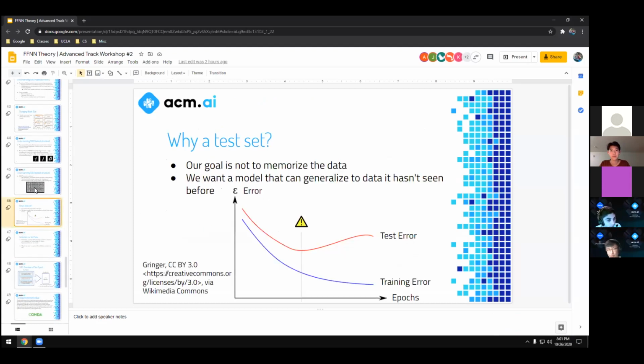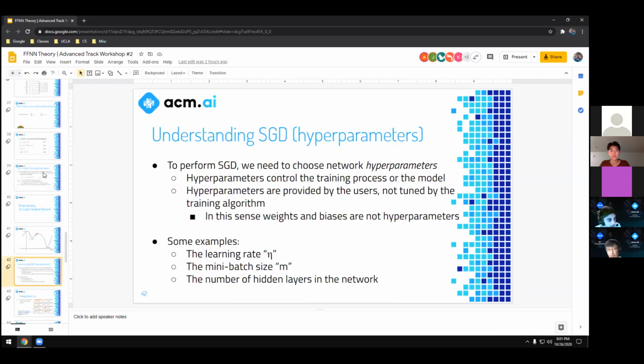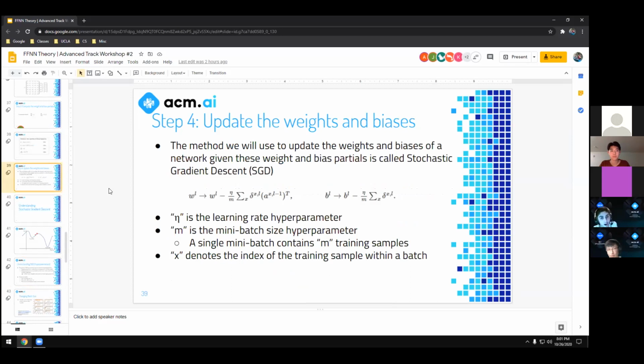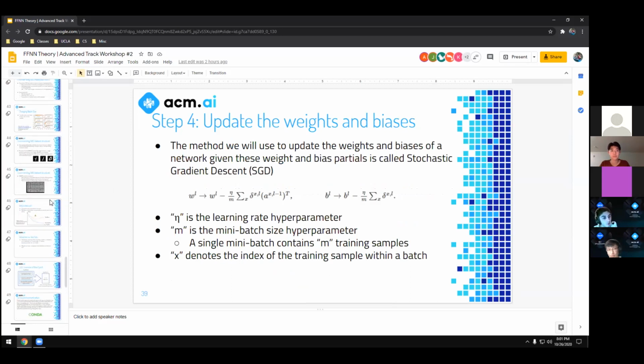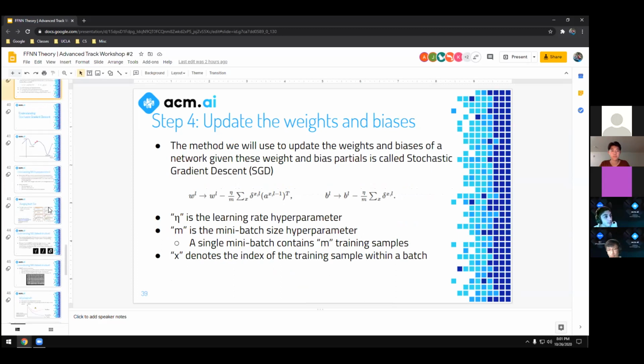So we ended up here at slide 39. So we're almost done. Just a few more slides about how we actually perform that update, which we'll talk about with you guys next week. This is good though.